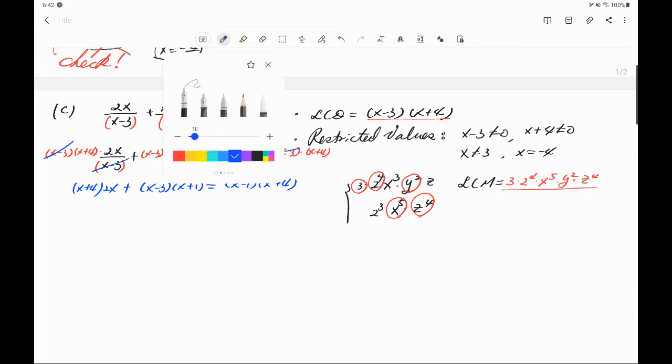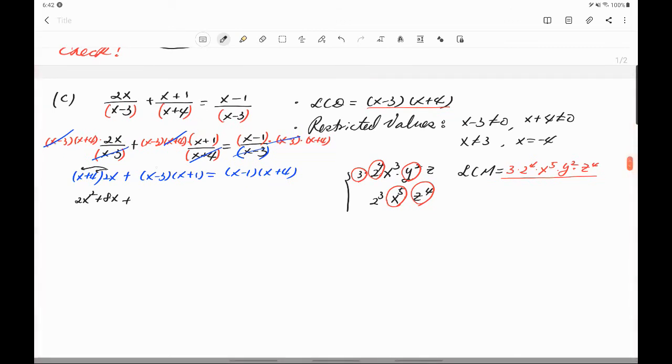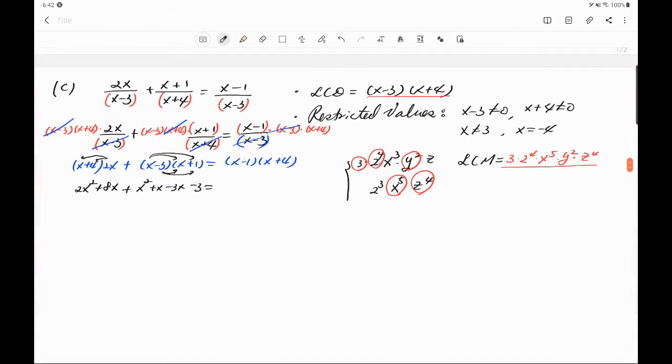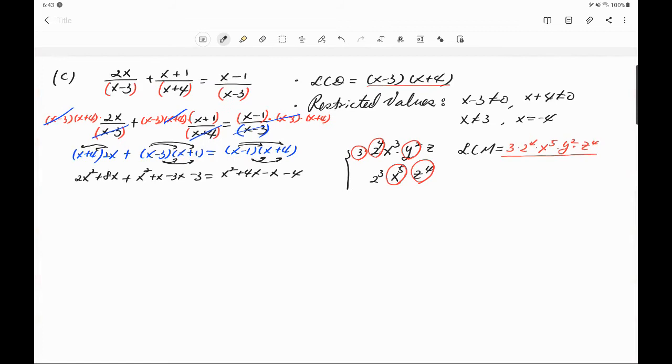And the next step is just to use the regular method. So distribute first. There will be 2x squared + 8x, plus, use the FOIL method, right? So x squared + x, and then minus 3x, minus 3, equals, do the FOIL method again. Then x squared + 4x, then negative x, and finally the last term is negative 4. And then simplify each side and collect all the terms to the left.